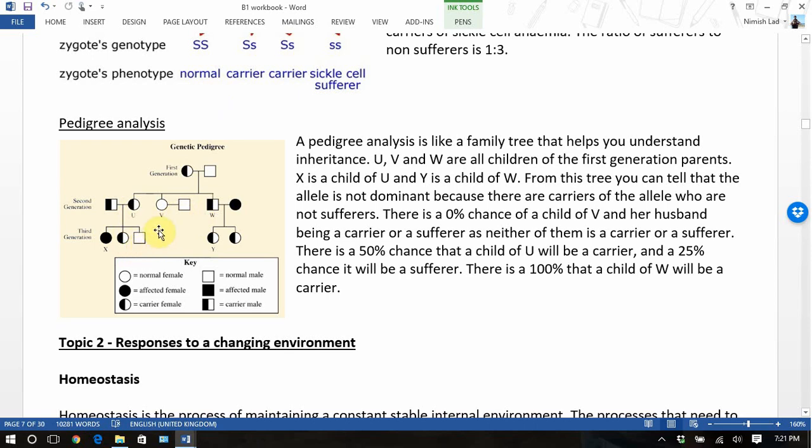There's a 100% chance that a child of W will be a carrier because W is a carrier and they're having a child with someone who's affected. And that's the end of topic 1 of B1 GCSE Edexcel Biology.